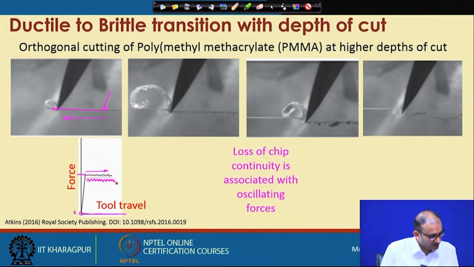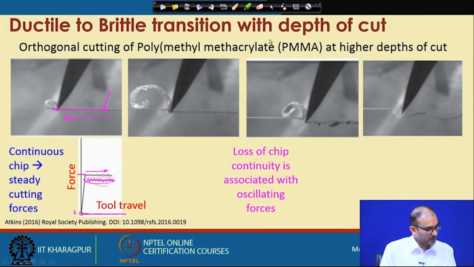Whatever variation is there comes from many reasons. The machine structure plays an important role, vibrations occur, the stiffness of the machine tool is important, and the cutting mechanics and the material you are cutting also create this signature. We will discuss this in more detail in the sensor part, but for now consider this variation unavoidable. Now, let us move to the next figure. When you get a continuous chip, steady cutting forces occur.